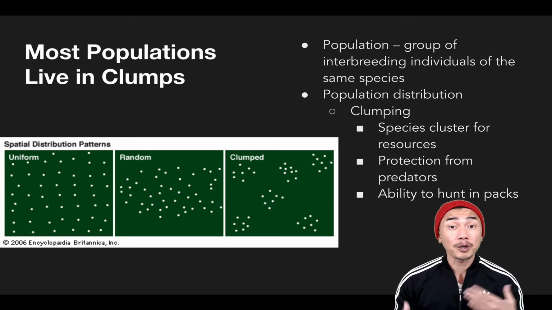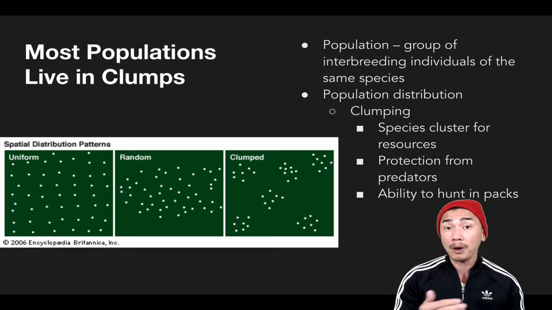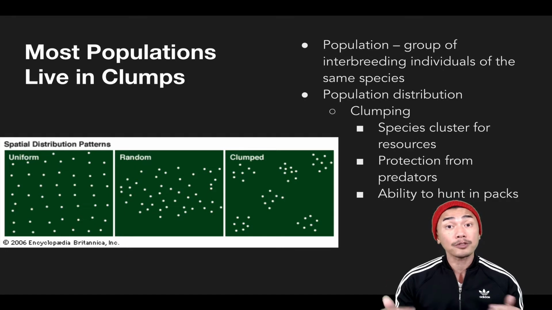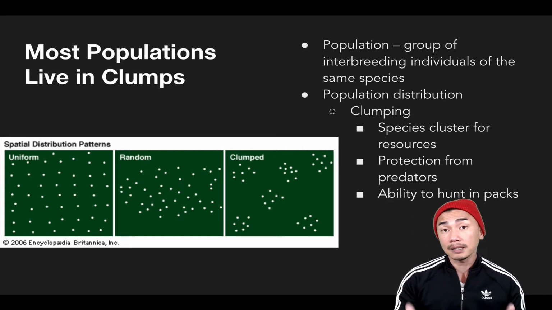First, let's review what a population is. A population is a group of organisms of the same species living in some geographic area. Think of the human population of San Francisco, for example. The way that the population is spread over that area is called the population distribution, and there are three types: uniform, random, and clumped. Clumped is the most common, and clumping is a sign that organisms are grouping together for resources, for protection, or to hunt together as a pack.